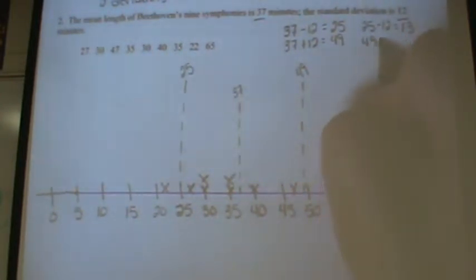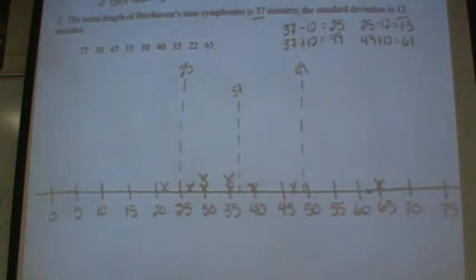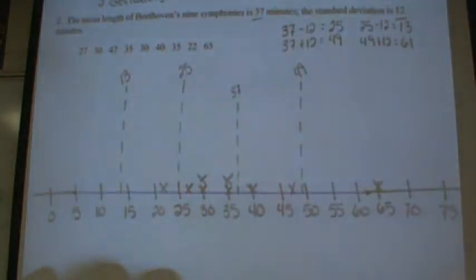We still have values that are outside of that first standard deviation, so we need to find a second. So we're going to take 25 now and subtract 12, which gives us 13. And we're going to take 49 and add 12, and that gives us 61. So that's our second deviation away. So plotting 13, there's 13, and 61.